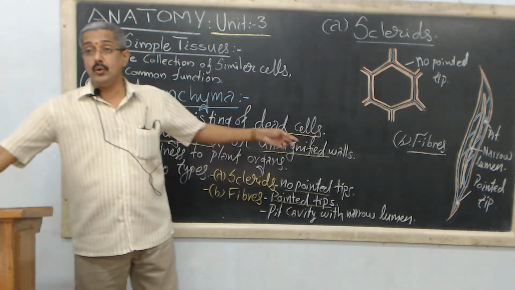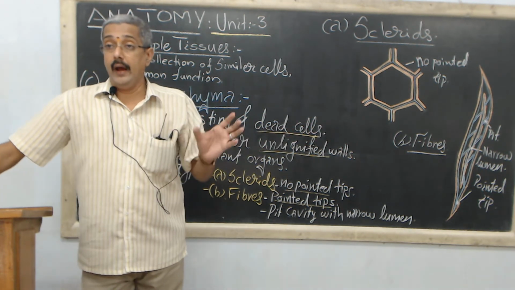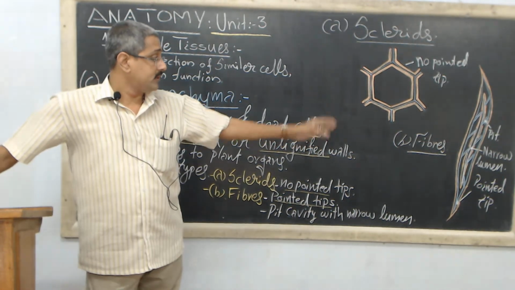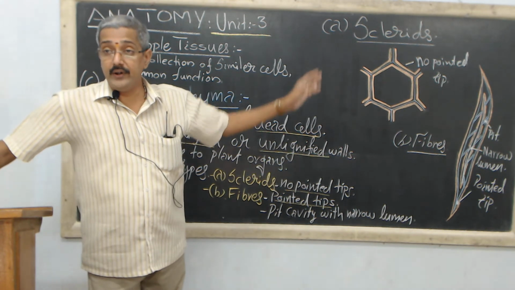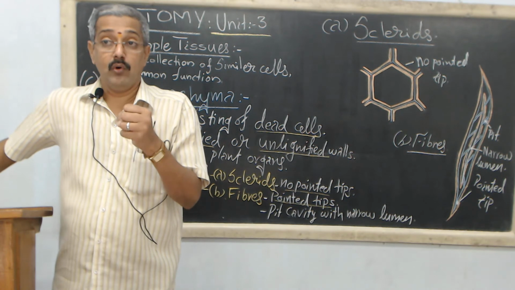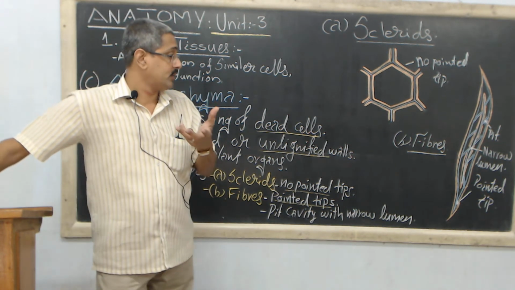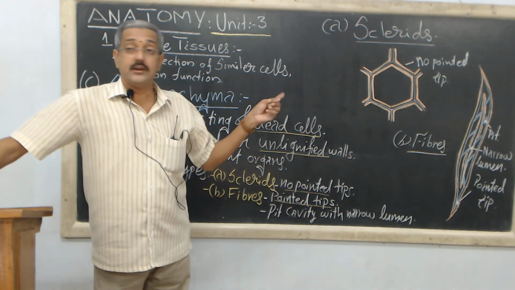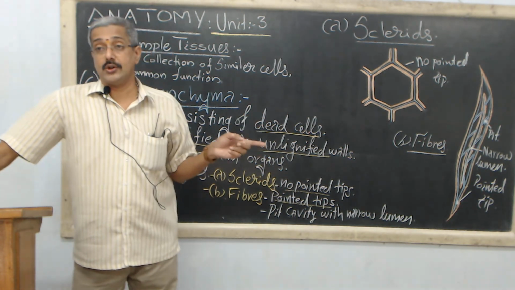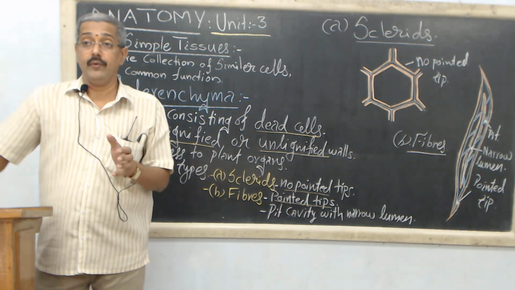Sclerids show all the inner walls thick walled and do not show any pointed tip. In the case of fibers, there is a narrow lumen with a pointed tip, and the inner walls may show localized thickening or lignification, while some pockets do not show lignification, which are called pits. So this is the structural differentiation and the mode of function of sclerenchyma.